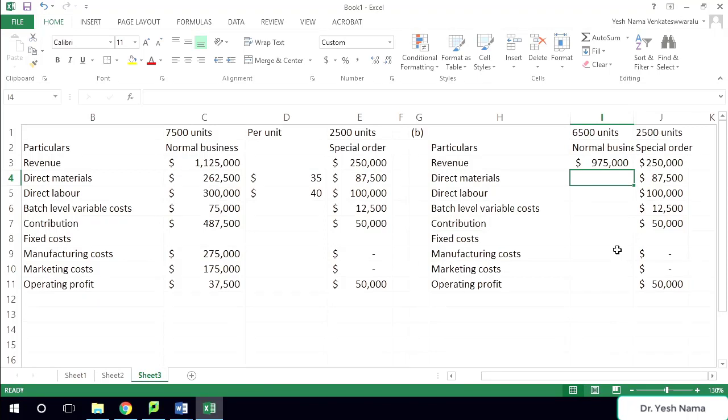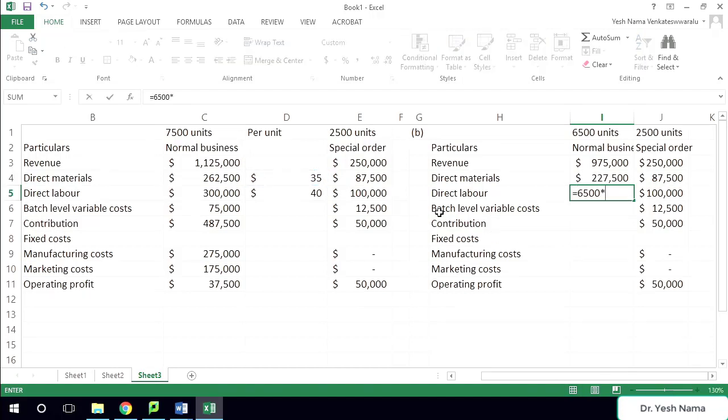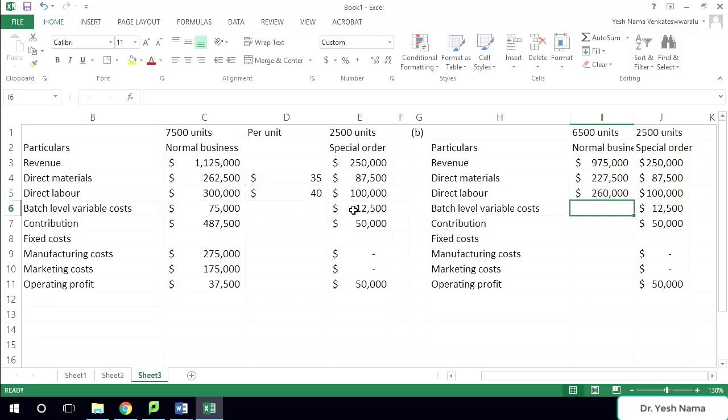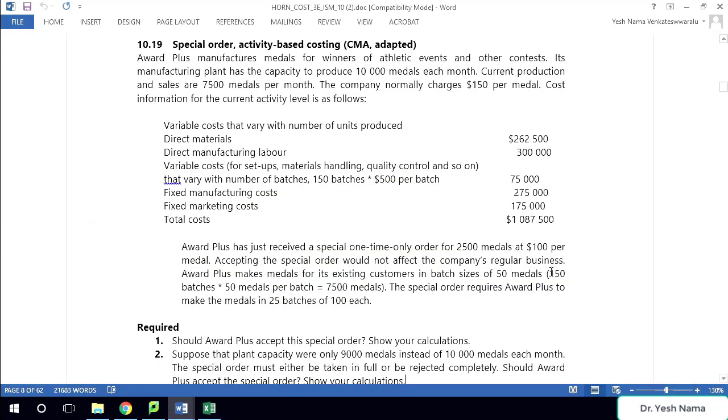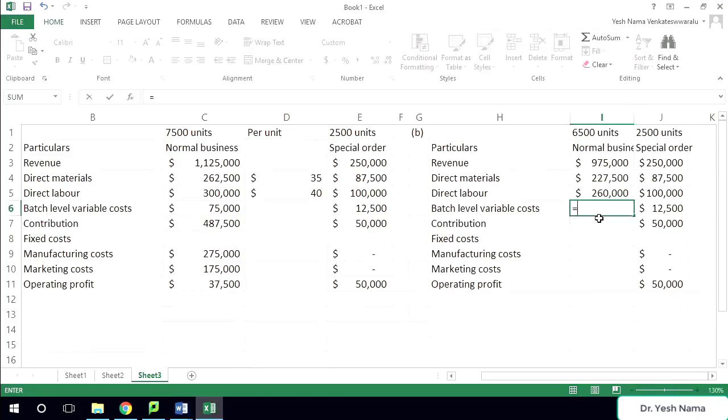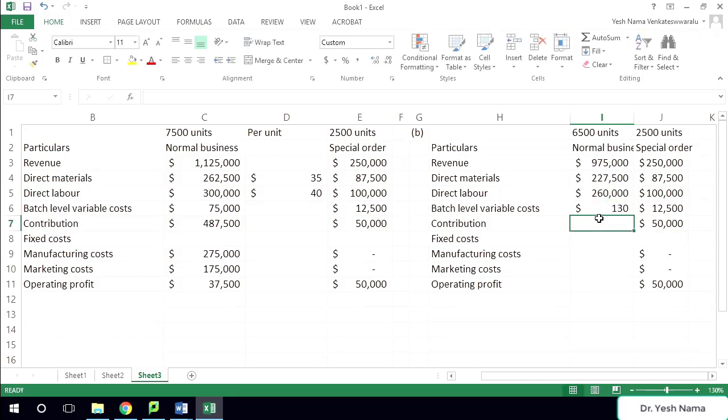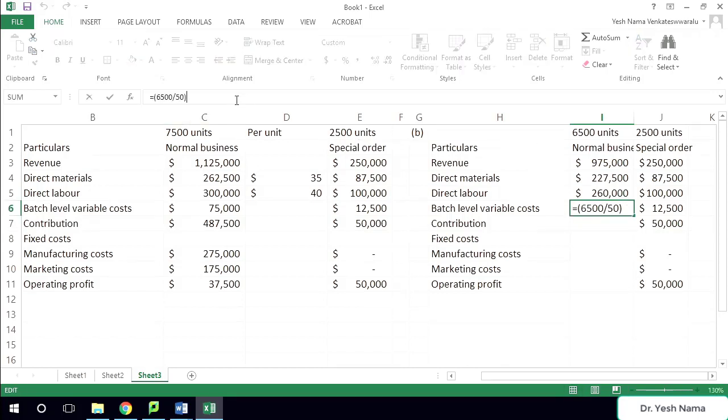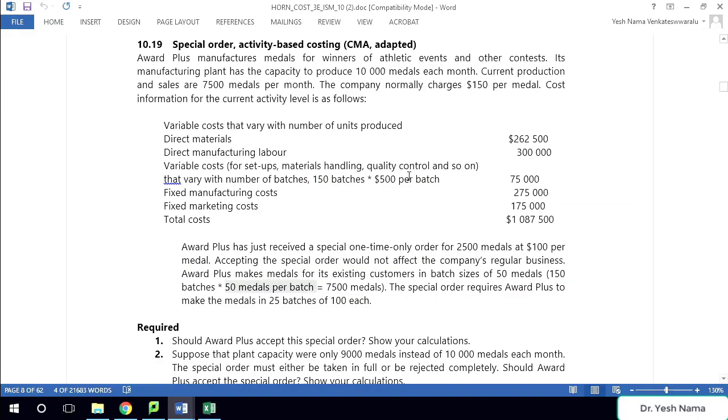Material cost. It will be 6,500 times 35 per unit. Labor cost 6,500 times 40 per unit. Batch level costs. If we are producing 6,500 units, how many batches do we need? Normally, the company produces 50 medals per batch. Right? If it is 50 medals per batch, 6,500 upon 50. This is the number of batches, 130 batches times, what is the batch level cost?